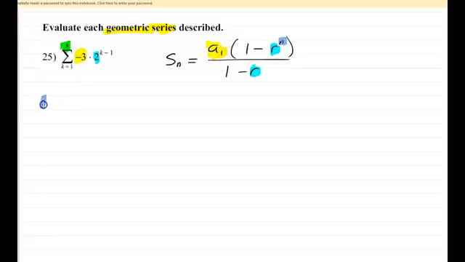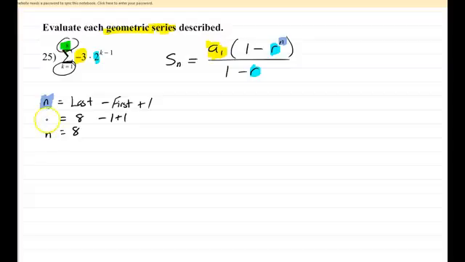And so we've talked about this before. To find our number of terms, we take our last term minus our first term plus 1. So 8 minus 1 plus 1 equals 8. So we have 8 terms here.